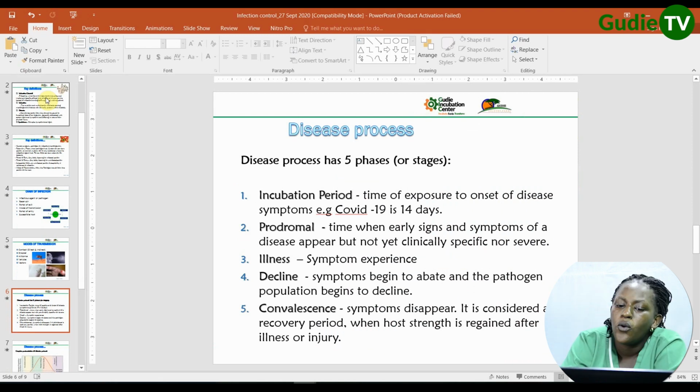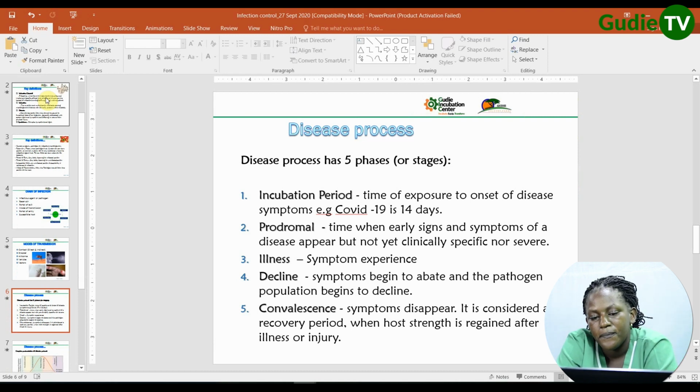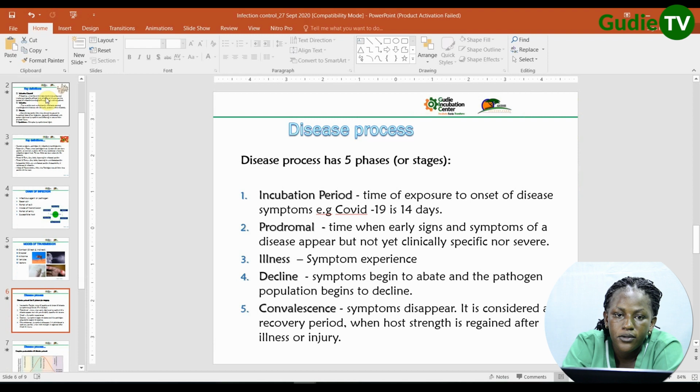So when we get a disease, there are processes involved from the time you're infected to the time you recover. These processes are the incubation period, the prodromal, the illness, the decline, and the convalescent. The incubation period is the time of exposure to the onset of the symptoms. That is the incubation period.